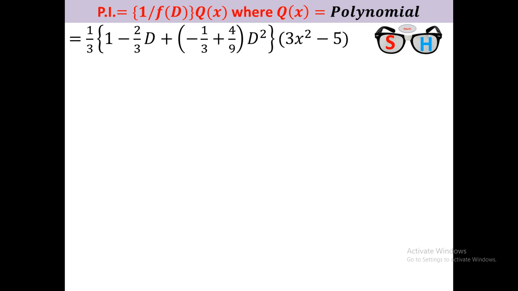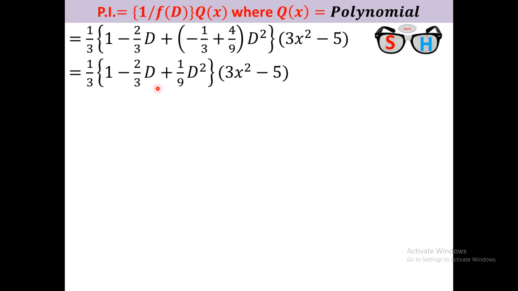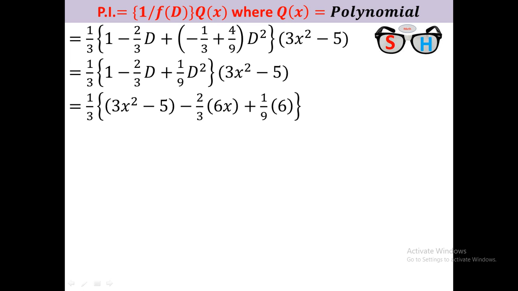Now we simplify it. This 1/3, 2/3 of D plus, if we simplify it, this will be 1/9 of D squared. Now 1 of D means here 3x squared minus 5. 2/3 of D means you have to differentiate it once, that is 6x. And if you differentiate it again, the derivative of 6x is 6. What is the result? 1/3 of 3x squared minus 5, 2/3 of 6x, and 1/9 of D squared means 6.